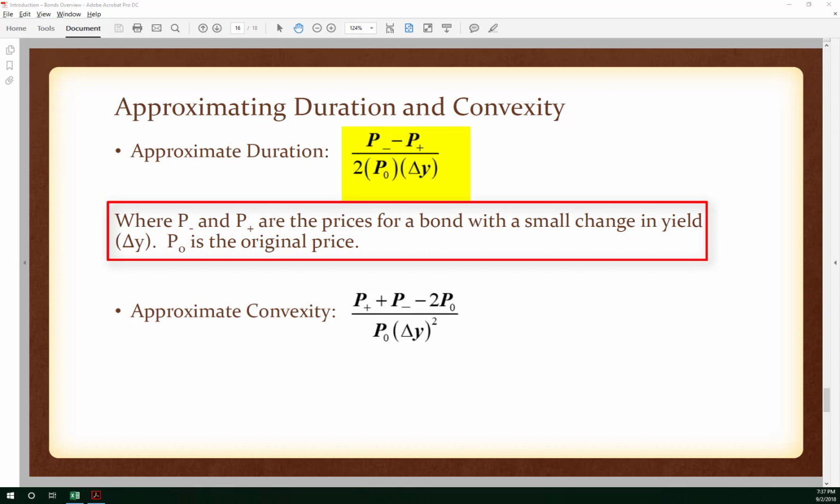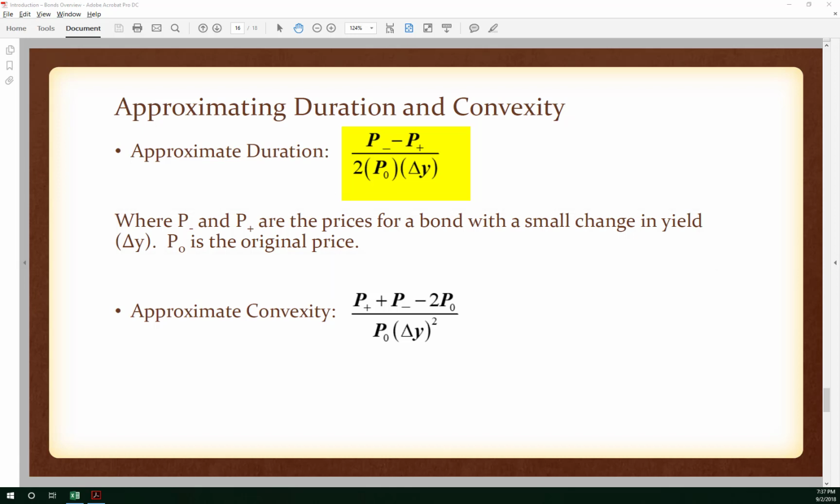The price when interest rates are lower. We're going to subtract from that the price when interest rates go higher, and we're going to divide that by 2 times P0 times the change in Y. So P0 is the initial price. So you've got all that information here.